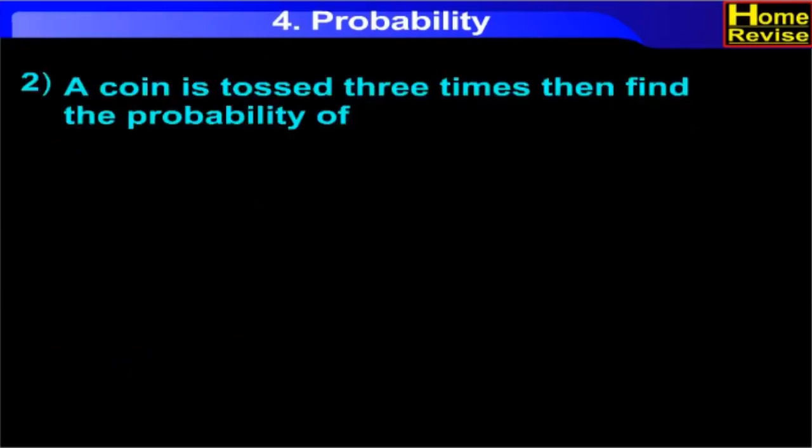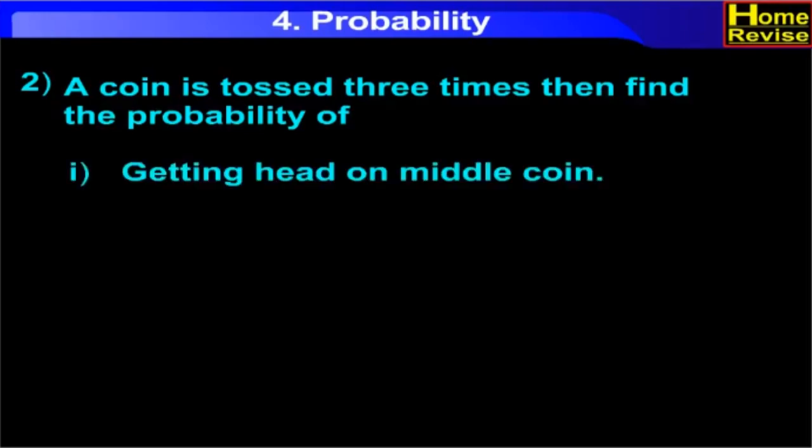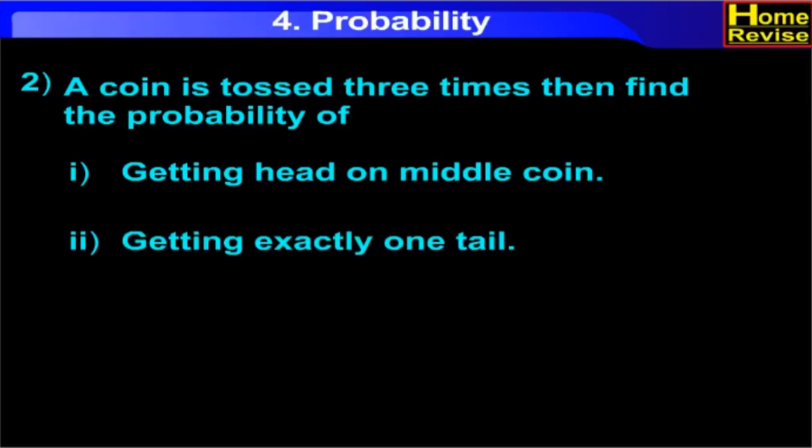A coin is tossed 3 times, then find the probability of number 1, getting head on middle coin. Number 2, getting exactly 1 tail. And number 3, getting no tail. Solution.